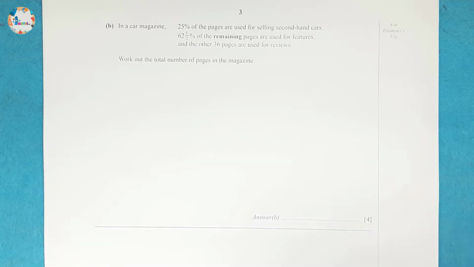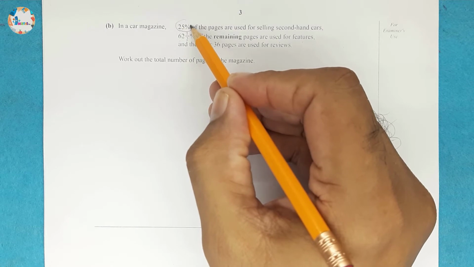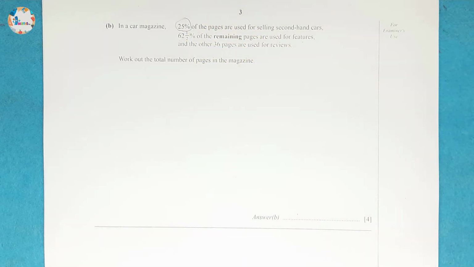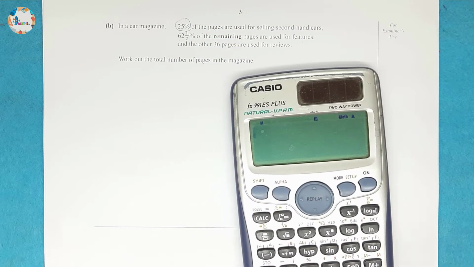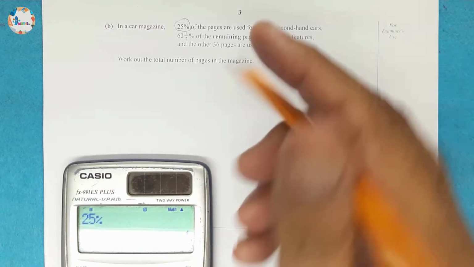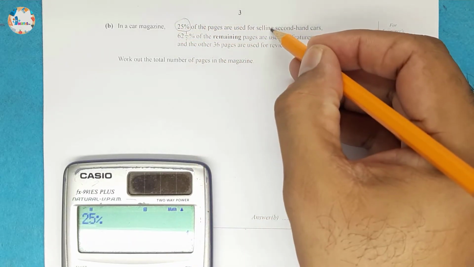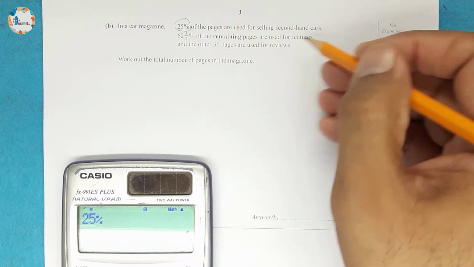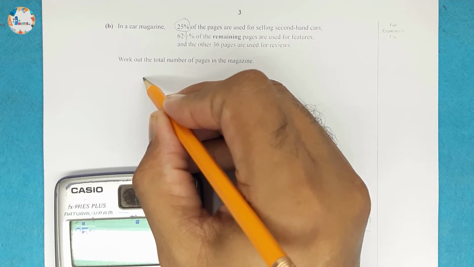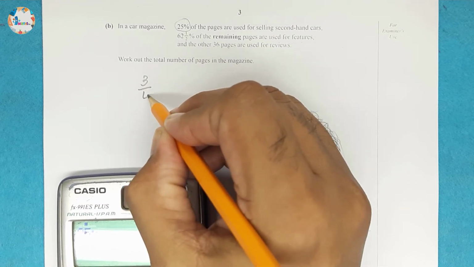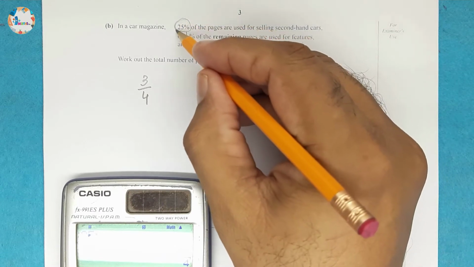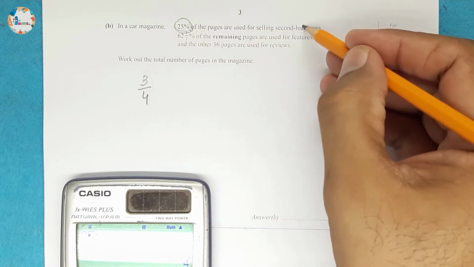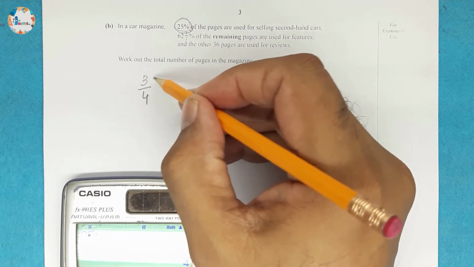The easiest way to solve this is to first convert the 25% into a fraction. 25% is basically 1 by 4. So 1 by 4 of the pages are used for selling second-hand cars. So what will remain? 1 by 4 is gone, so the remaining will be 3 by 4. You understand this, right? 1 by 4 is in this section, so the remaining is 3 by 4.